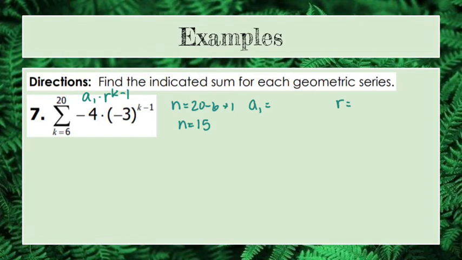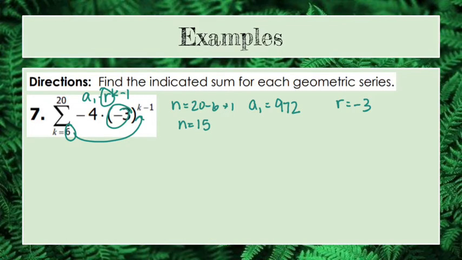Then a sub 1 is going to be what we get when we plug 6 in for k. So that is going to give us 972. And you can just do that by typing it in your calculator. And then we need to know what r equals, and that's where this comes into play. R is equal to negative 3, because that is what is in the place of r.